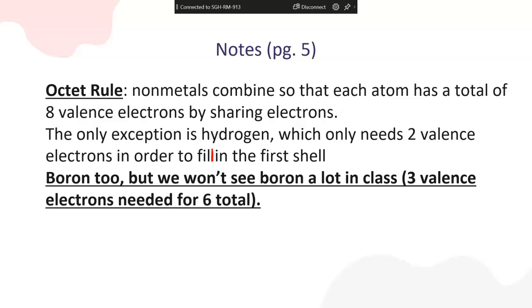There are expanded octets, but that is beyond the scope of this class. So if you're looking online and you're like, why is sulfur forming 6 bonds, Miss Burt? It's an expanded octet. It's beyond the scope of this class. Don't worry about it. Cool?